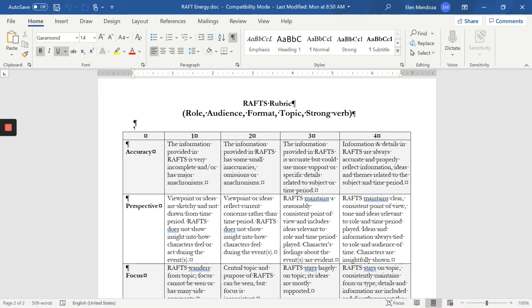If you got a 1, which is a low score, the work is incomplete or has major anachronisms. What does that mean? It means you did not cover a lot of information, and some of the information might be really outdated. It might not be what we think about anymore. 2, the information has some small inaccuracies, omissions, or anachronisms. 3, the information is accurate, but could use more specific details. 4, this is the perfect score: it is always accurate and properly reflects information, ideas, and themes related to the subject and time period. That means you're using information that is correct and up to date and relevant and exciting.